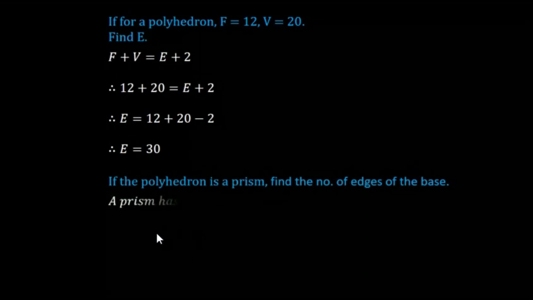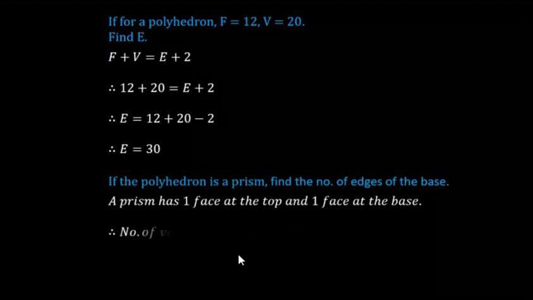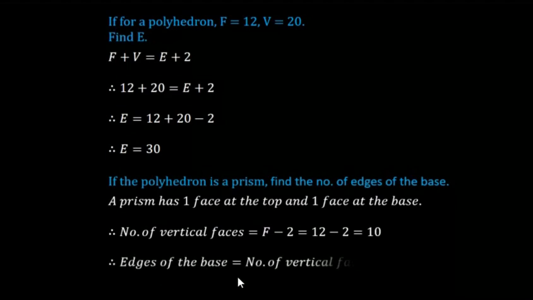So we can write, a prism has one face at the top and one face at the base. Therefore, the number of vertical faces is equal to F minus 2. And since we are given F is 12, we can find out that the number of vertical faces is equal to 12 minus 2, equal to 10. Now remember what I said, the number of vertical faces is the same thing as the number of edges of the base. So we can say therefore edges of the base is equal to number of vertical faces is equal to 10. And we have solved our problem.